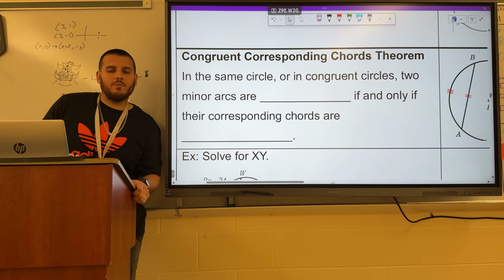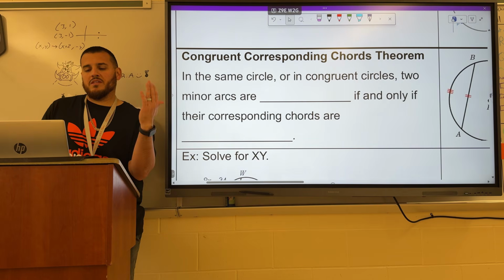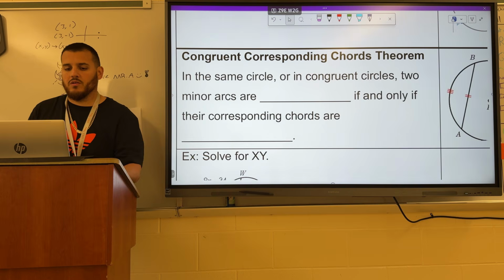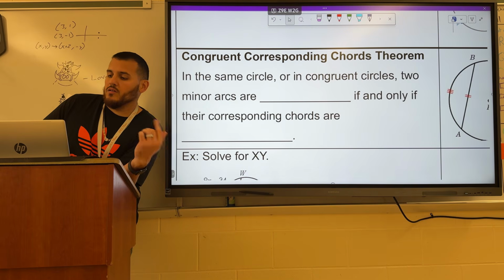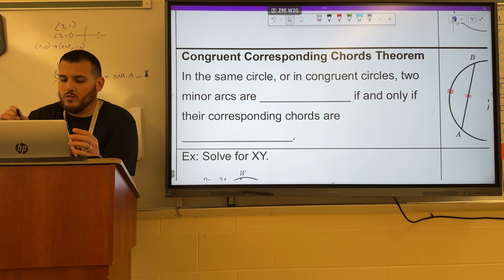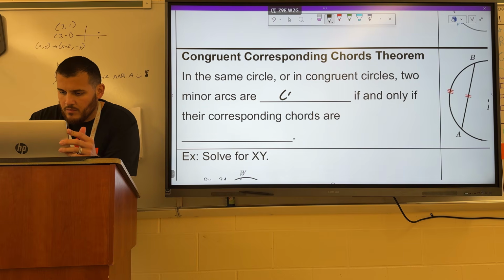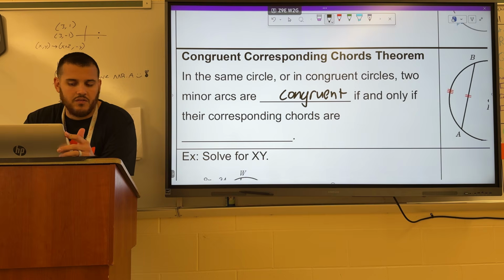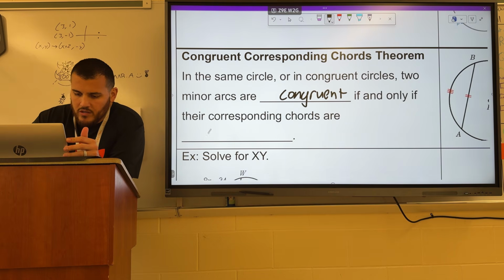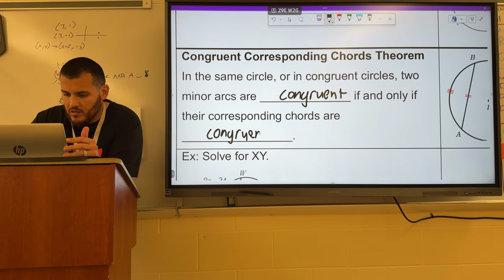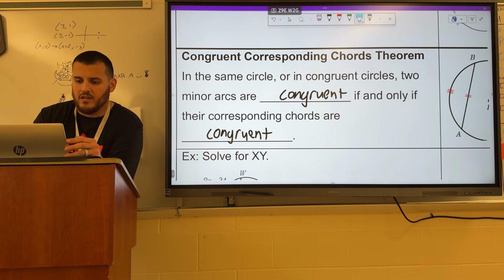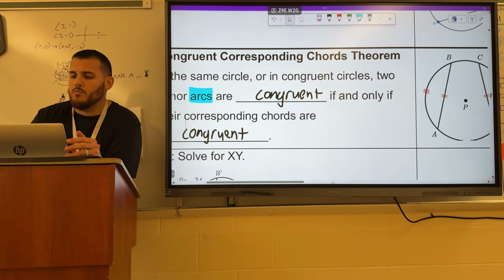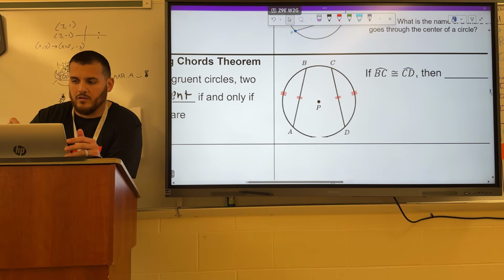We have a few theorems about chords we're going to be learning today that all pertain to the segment measures of the chords themselves. In the same circle or in congruent circles, two minor arcs are going to be congruent to each other if and only if their corresponding chords are also congruent to each other. So there is a new term in there we need to define, which is an arc. An arc is just a portion of the ring of the circle.